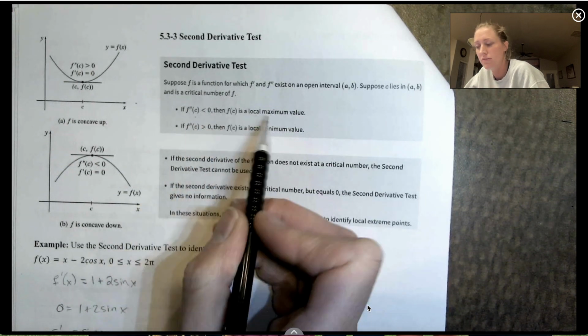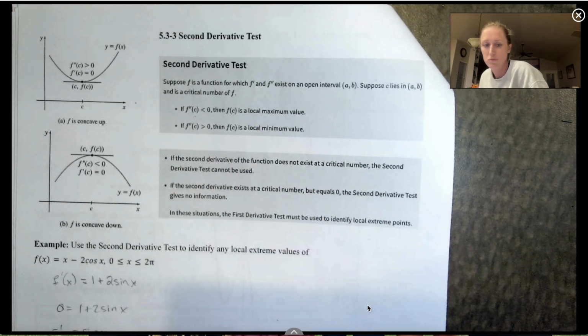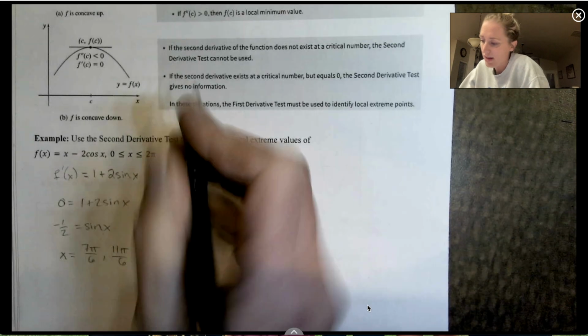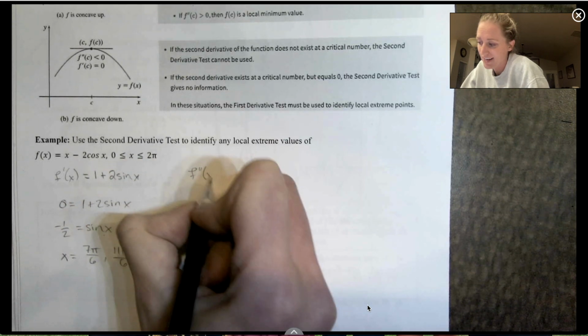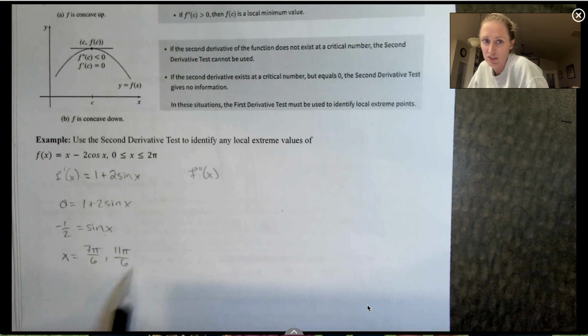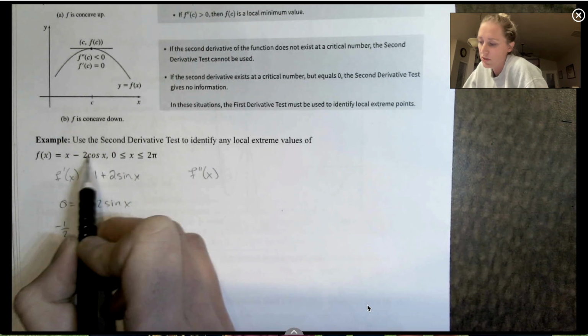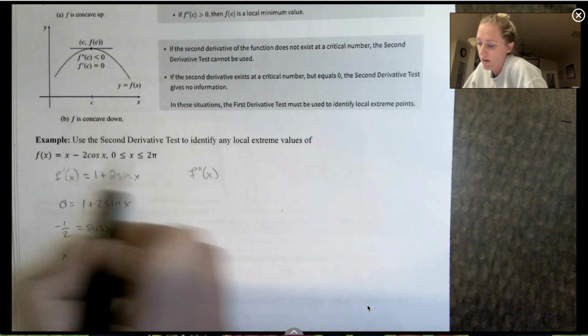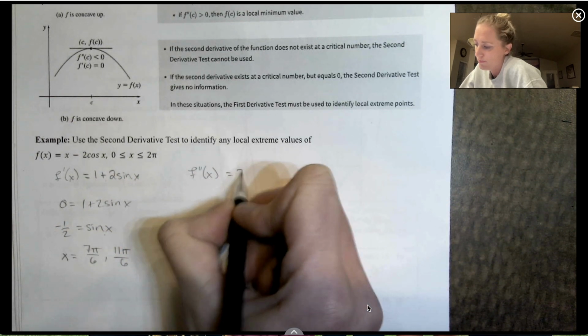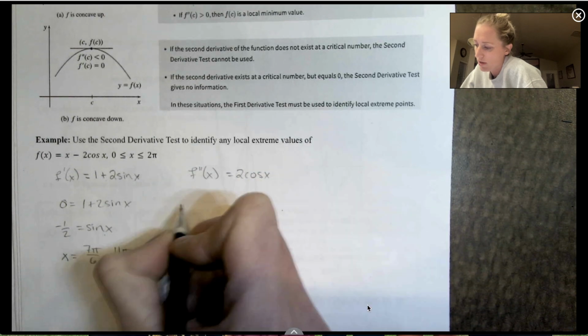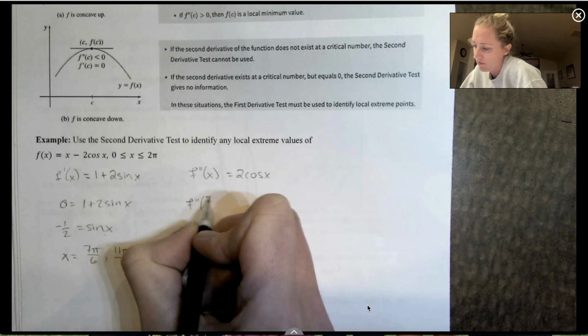If it's negative, then it's local max. If it's positive, it's local min. So I am going to evaluate using the second derivative. I've got to find the second derivative, and I'm going to evaluate these 2 points. The second derivative is the derivative of the first derivative, which is 0 plus 2 cosine x. Now I'm going to evaluate what is f double prime of 7 pi over 6.